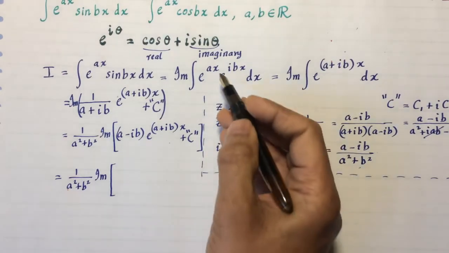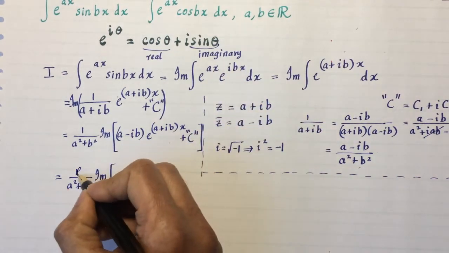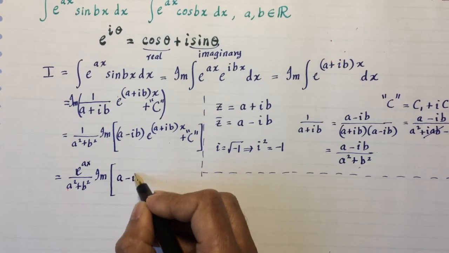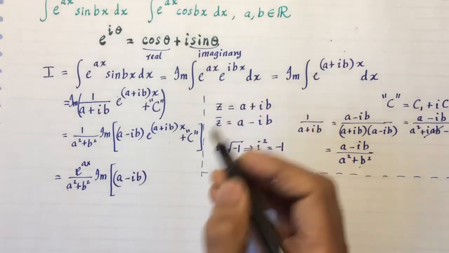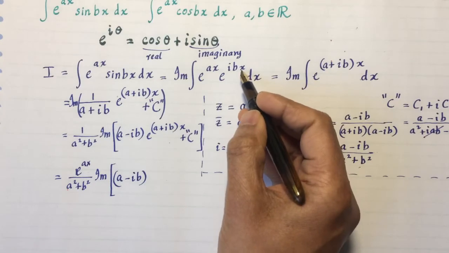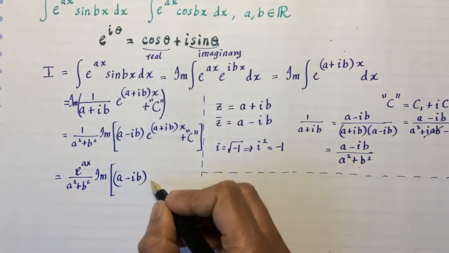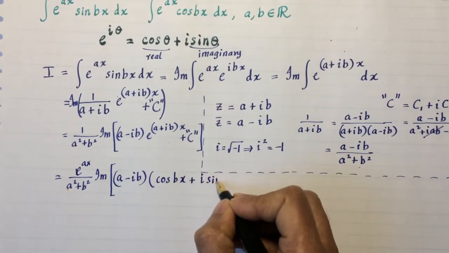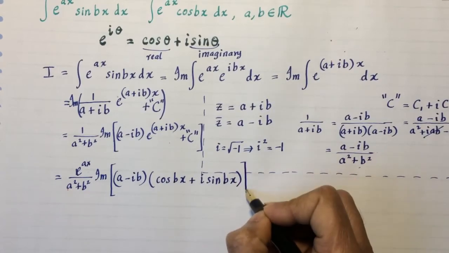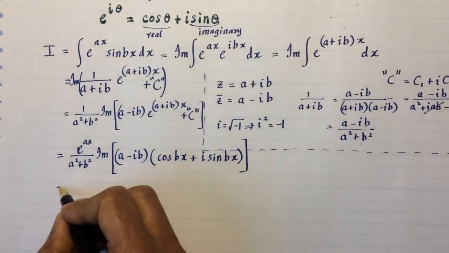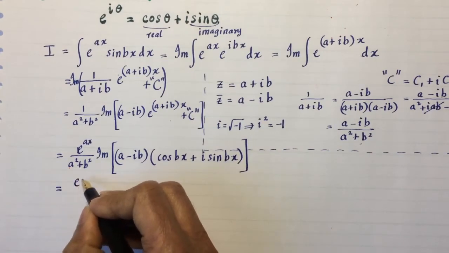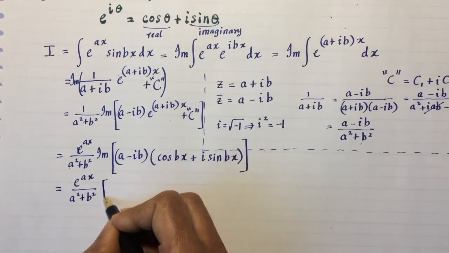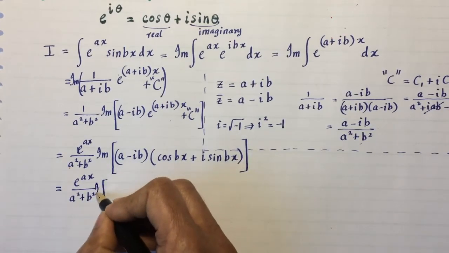So e to the ax, which by the way is real, can also be brought outside the imaginary operator, and I'm just left with a minus ib times this part, e to the ibx. But I can again rewind that using Euler's formula. So that's just cosine bx plus i sine bx. Now it's a matter of multiplying. So I'm going to get e to the ax divided by a squared plus b squared. Let me just simply multiply everything first and then take the imaginary part.